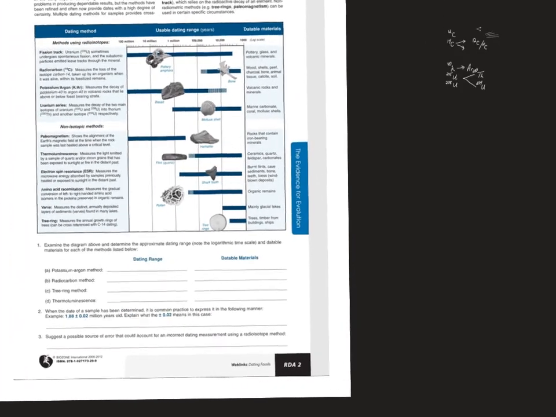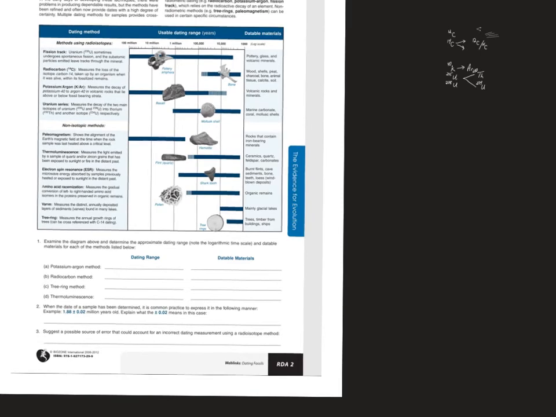Thermoluminescence measures the amount of light emitted from quartz or zircon that's been exposed to sunlight in the distant past, or fire. That's really interesting. I'd never heard of it, but I do know that materials absorb energy and they release energy. There are luminescent rocks that glow in the dark.